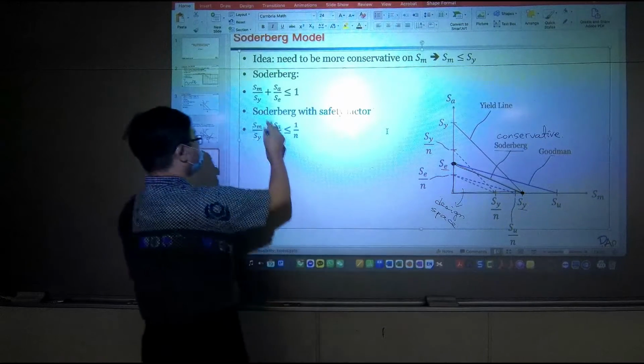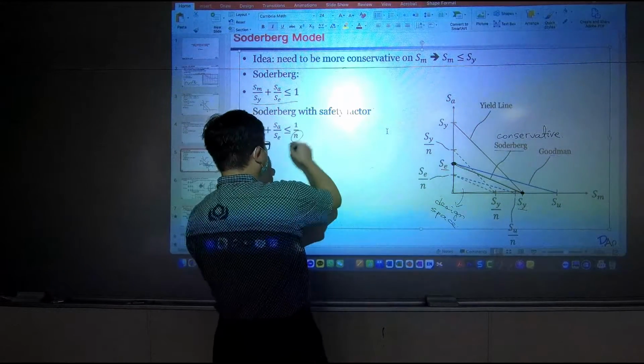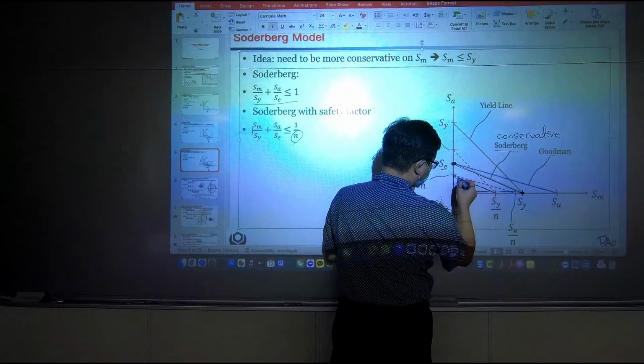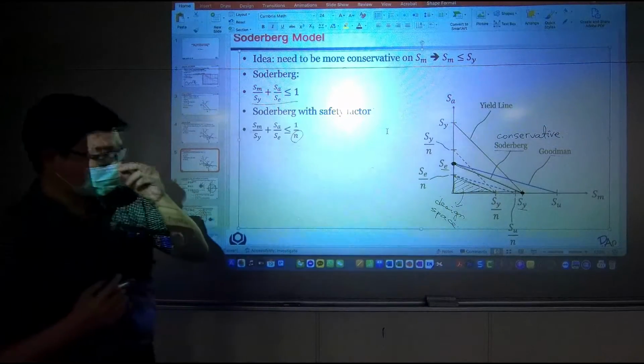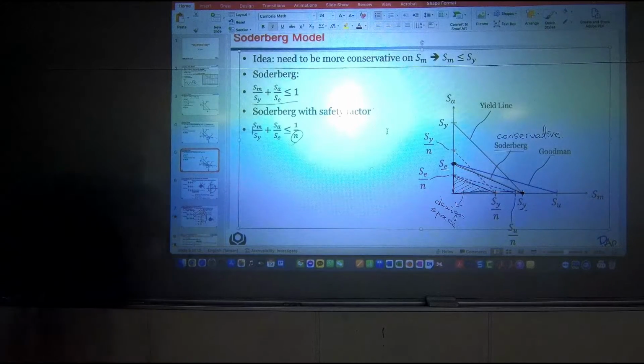And the mathematical equation looks like this. And again, if you apply a safety factor, your design space becomes even smaller. So this is just a quick review of what we have done last time.